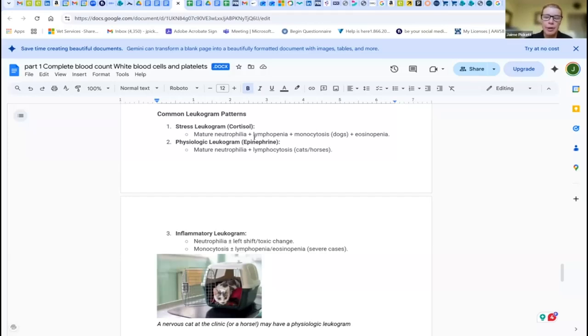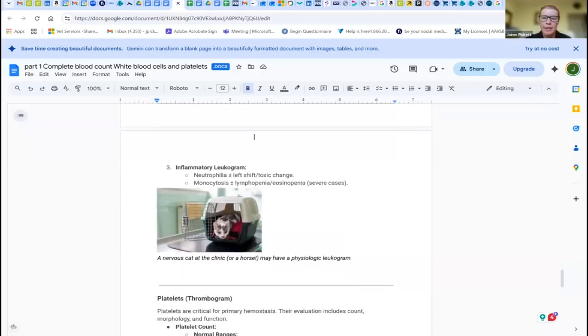So inflammatory leukogram is, let me move my screen, where neutrophils rise because there's a true inflammatory process. You may see a left shift, toxic changes, monocytosis, and sometimes lymphopenia or eosinopenia if inflammation is severe.